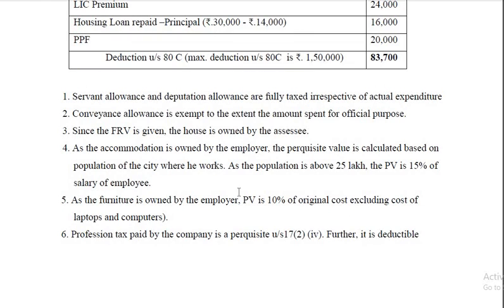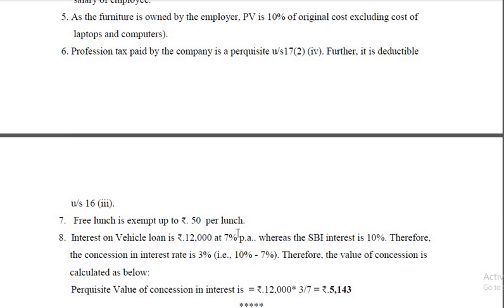As the furniture is owned by the employer, perquisite value is 10% of original cost of furniture, excluding cost of laptops and computers. If written down value is given, that should be simply ignored. Written down value is not to be taken. Only cost of the furniture should be taken. Professional tax paid by the company is a perquisite under section 17(2)(iv). Further, it is deductible under section 16(iii).